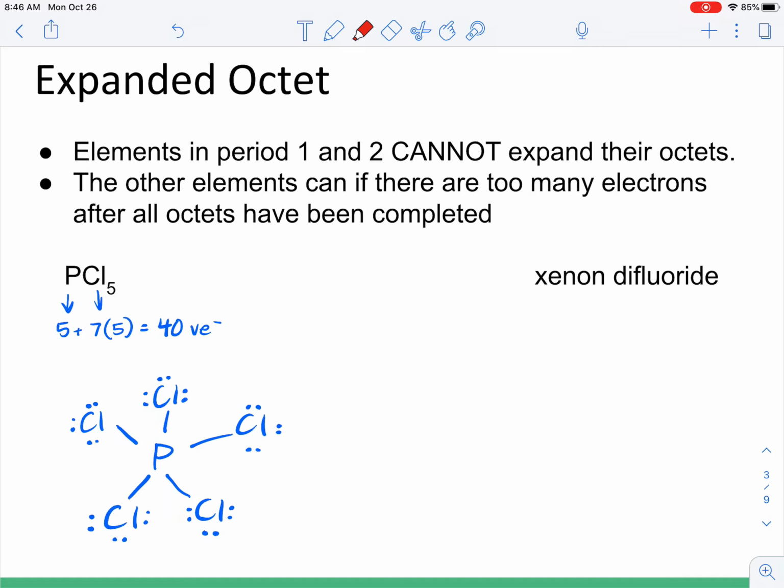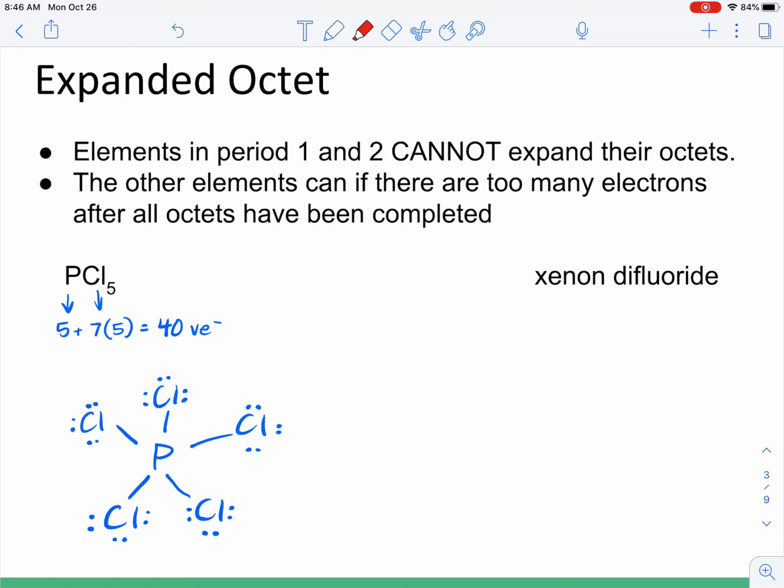All of them have 3 lone pairs on them with 1 bond. So that's 1, 2 from the bond, 3, 4, 5, 6, 7, 8. So all of the chlorines are happy. So I'm going to go back and count the octet on the phosphorus. 1, 2, 3, 4, 5, 6, 7, 8, 9, 10. All right, so this one actually has more than an octet, so more than 8 electrons.